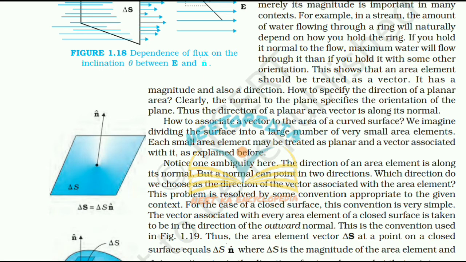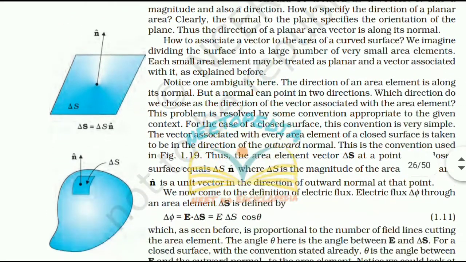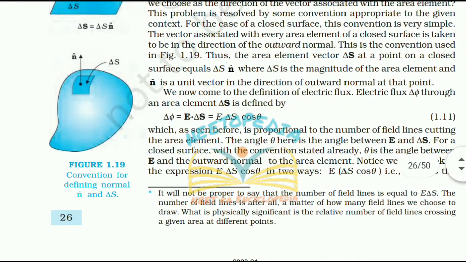For the case of a closed surface, this convention is very simple. The vector associated with every area element of the closed surface is taken to be in the direction of the outward normal. This is the convention used in figure 1.19. Thus, the area element vector delta S at a point on a closed surface equals delta S n, where delta S is the magnitude of the area element and n is the unit vector in the direction of the outward normal at that point. We now come to the definition of electric flux.